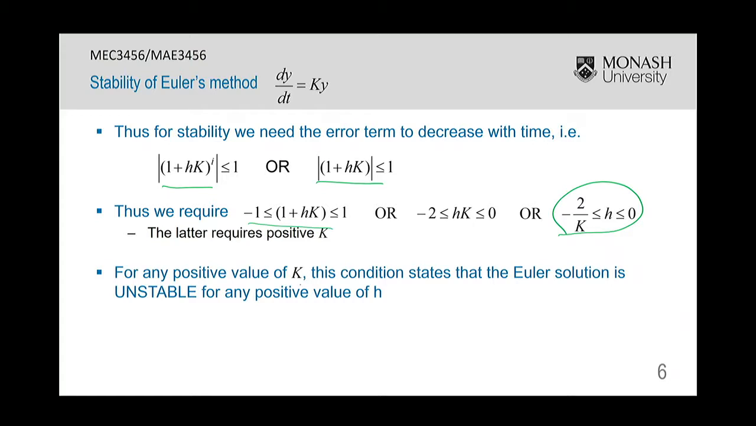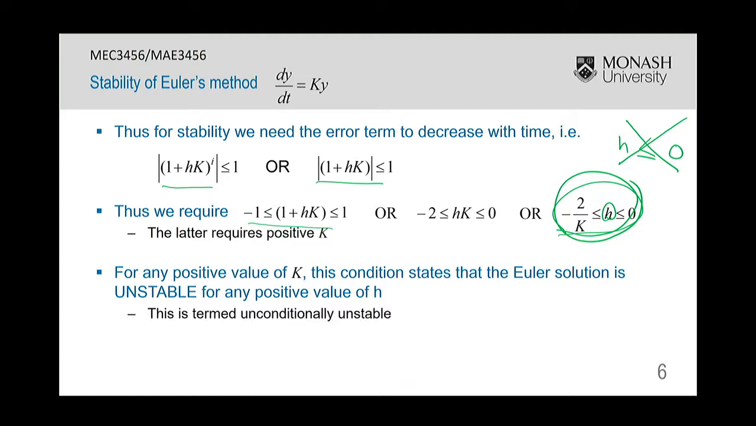So, for any positive value of k, this condition states that the Euler solution is unstable for any positive value of h. So if h is positive, h cannot be less than or equal to 0. That's not possible if h is positive. So therefore this is unstable, and it's unconditionally unstable. It doesn't matter what step size we take, the method will never satisfy this condition here. As an aside, the error also will grow more rapidly as our step size gets bigger.